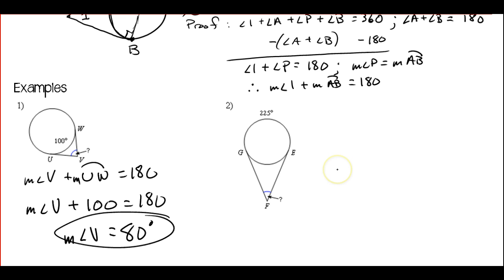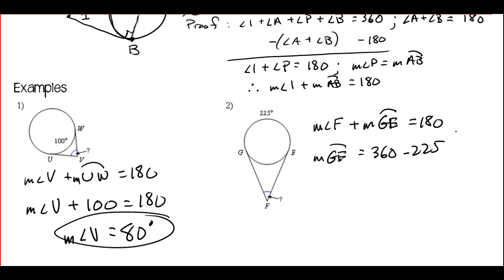All right, number two, another fairly short example. We just have one more step. So we know that the measure of angle F plus the measure of arc GE has to be 180, so we just need to find GE. The measure of arc GE has to be 360 minus 225. So we get 135. So then the measure of angle F is going to be 180 minus 135, or 45 degrees.